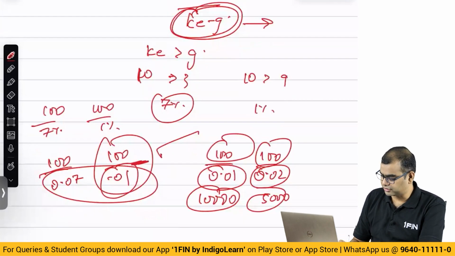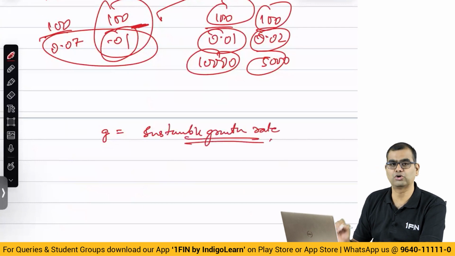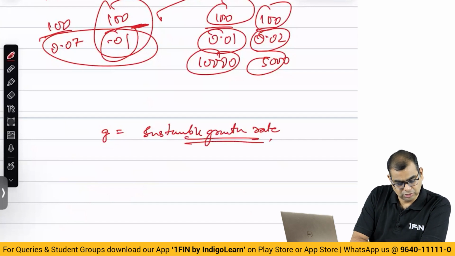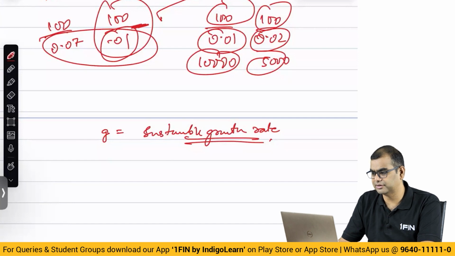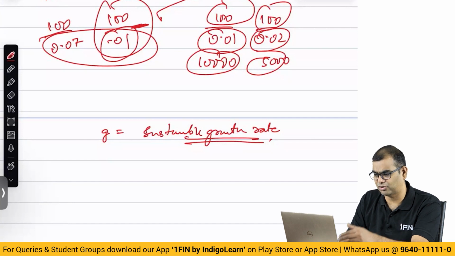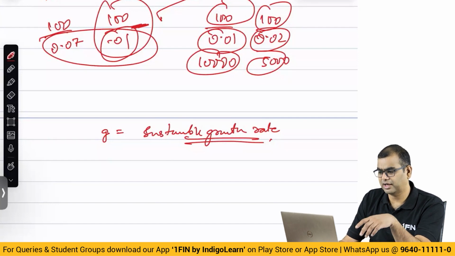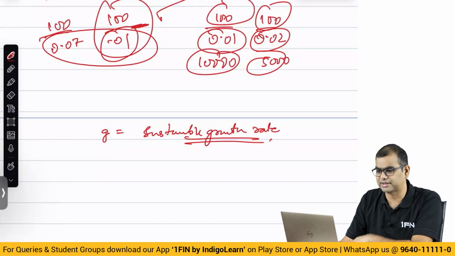Then this G is sustainable growth rate. G is sustainable growth rate. Now, there are a few points that I wish to highlight. Let us go and actually look at the material what they have given, because I have gone fairly in depth with this basic understanding. I just want to ensure that I have not missed out anything. So, we will quickly scroll through whatever is there.